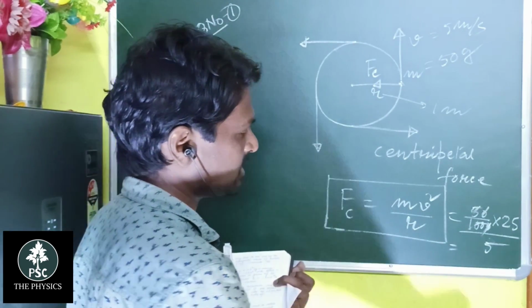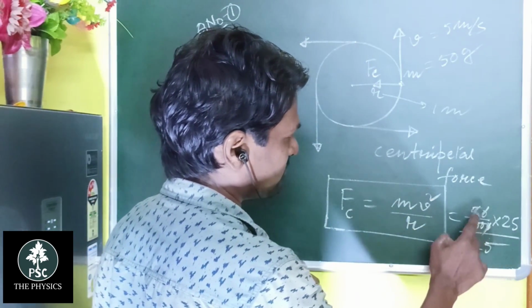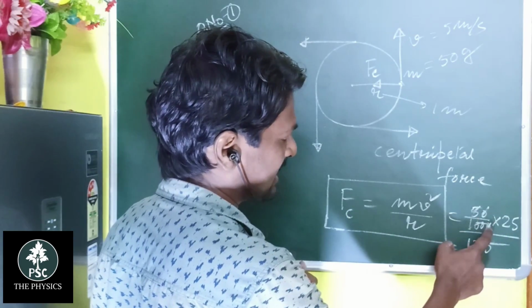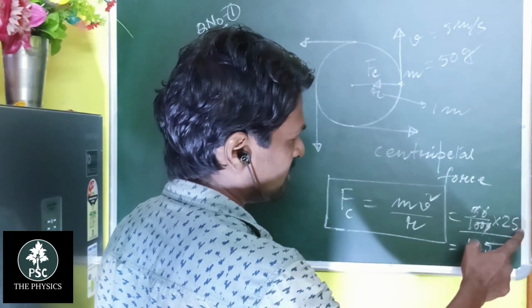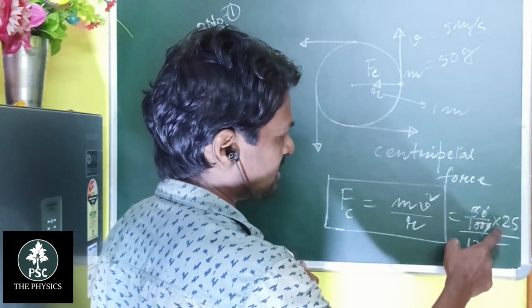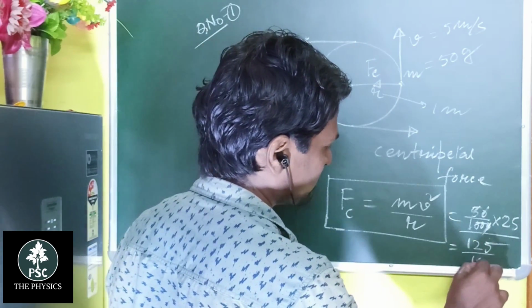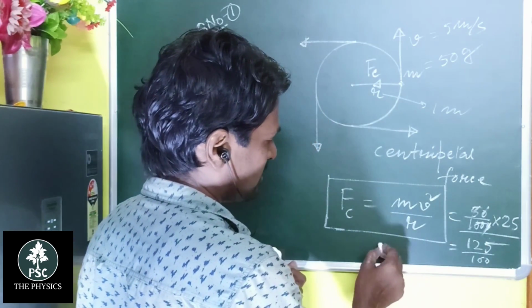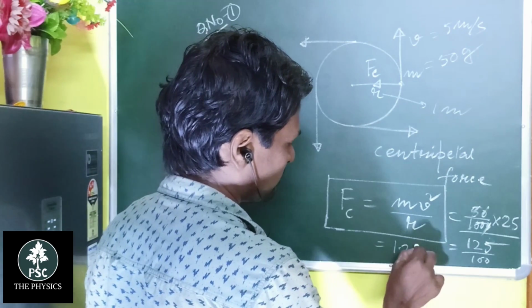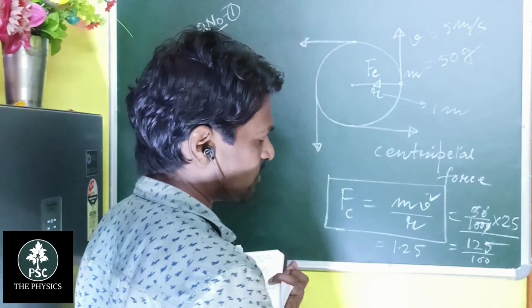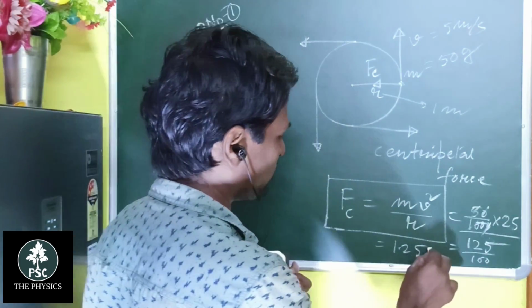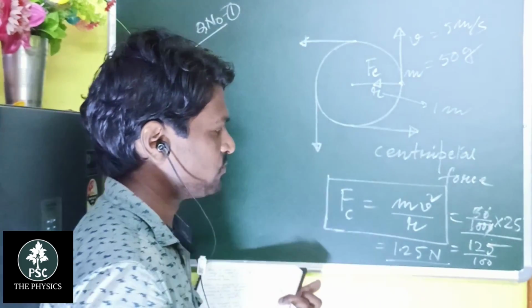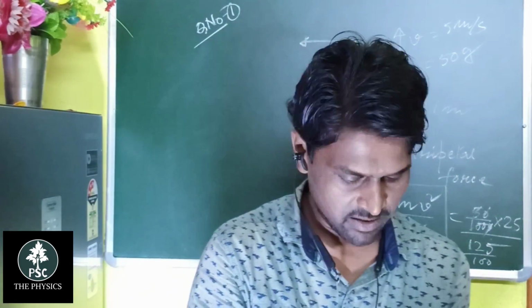5 into 25, 125. 5 into 25. So 0 cancel this one, and 5 into 25. 5 halves are 5, 5 2s are 10, and then 20 divided by 100. So it is better to, this is 1.25. 125 divided by 100, that is 1.25 Newton. So this is the amount of centripetal force.